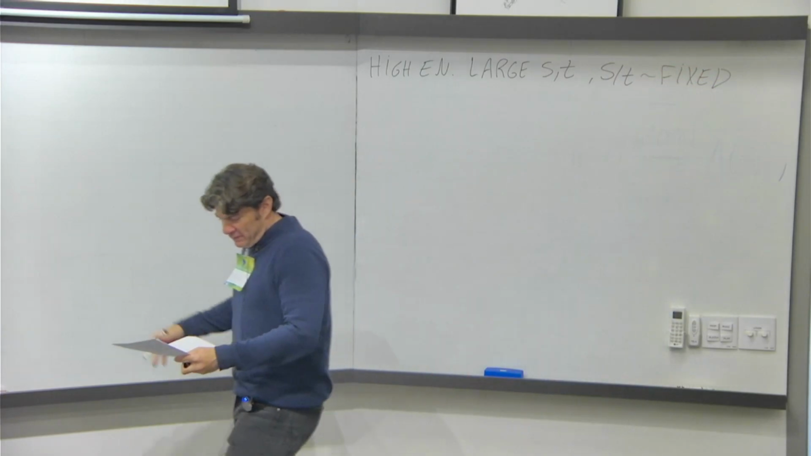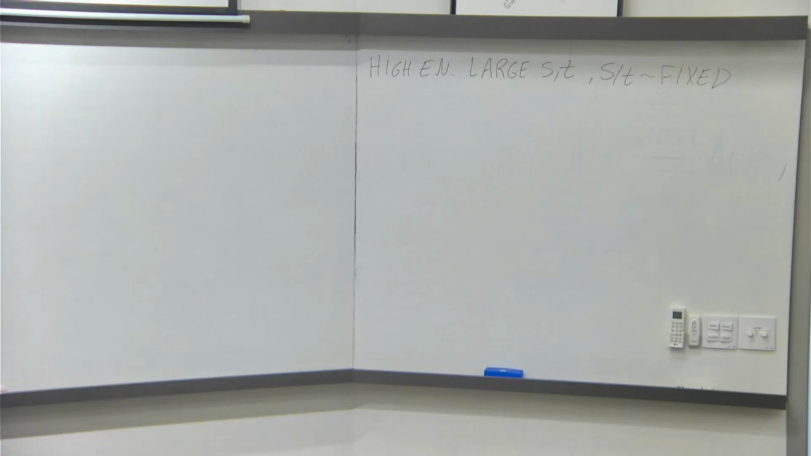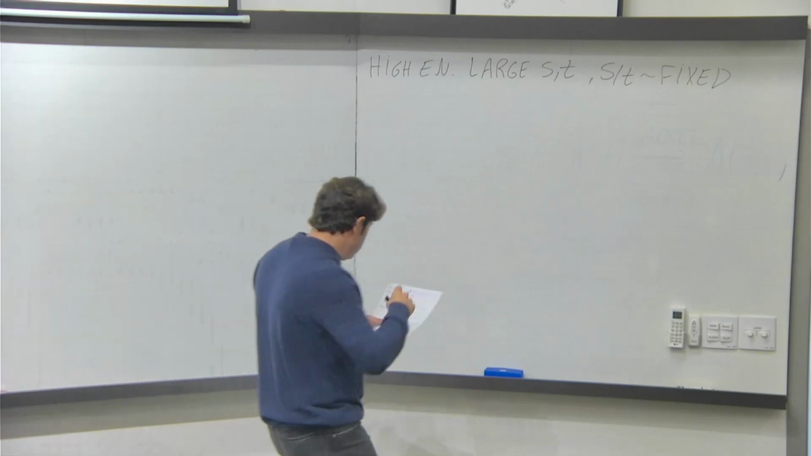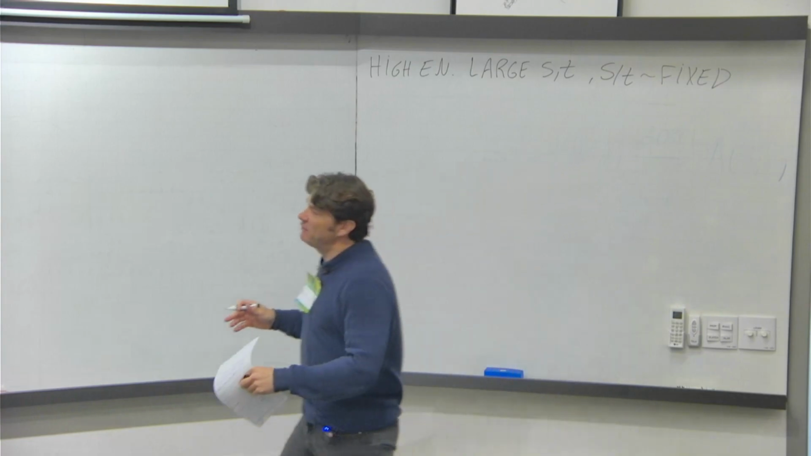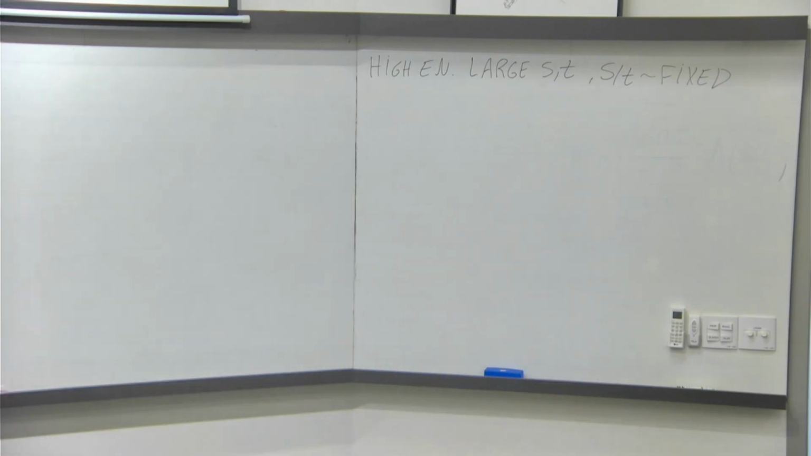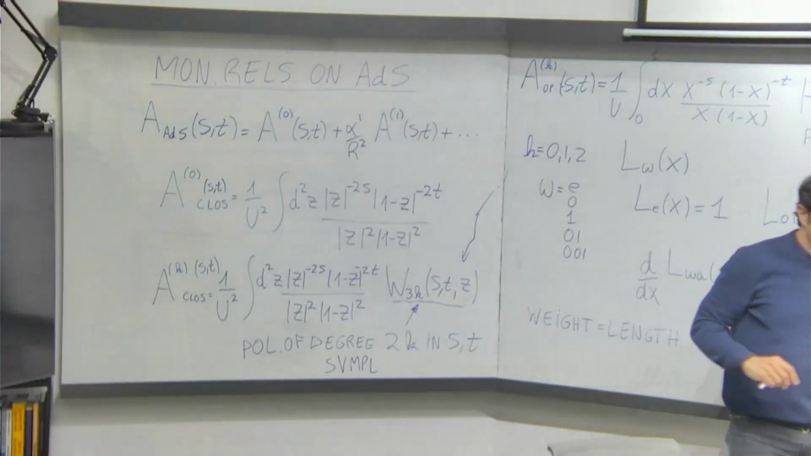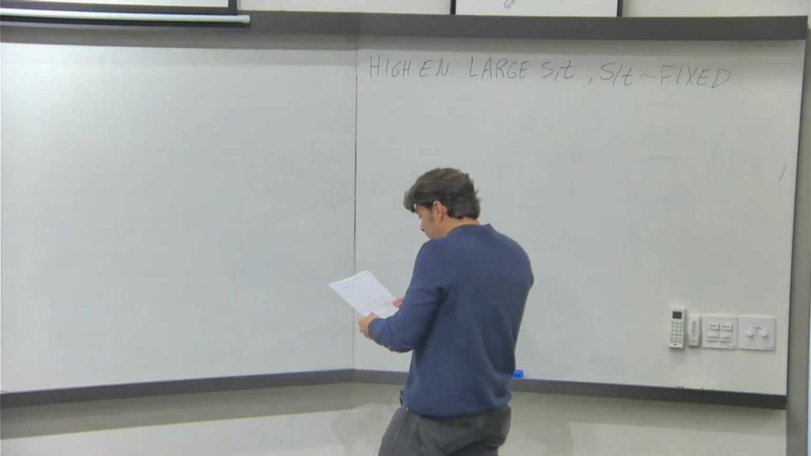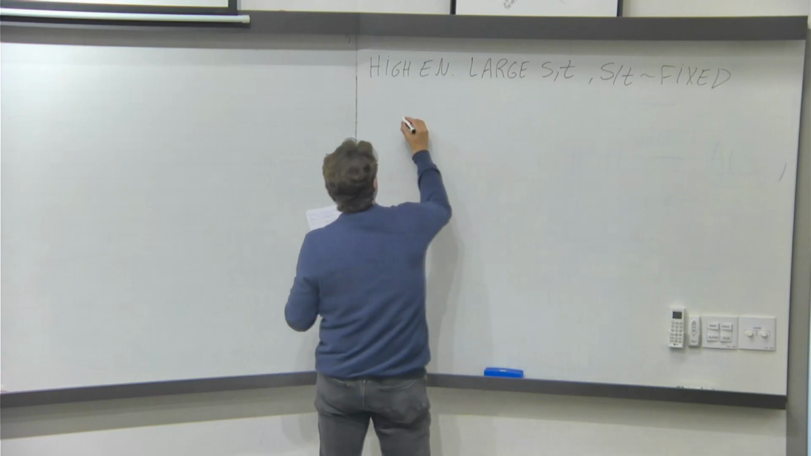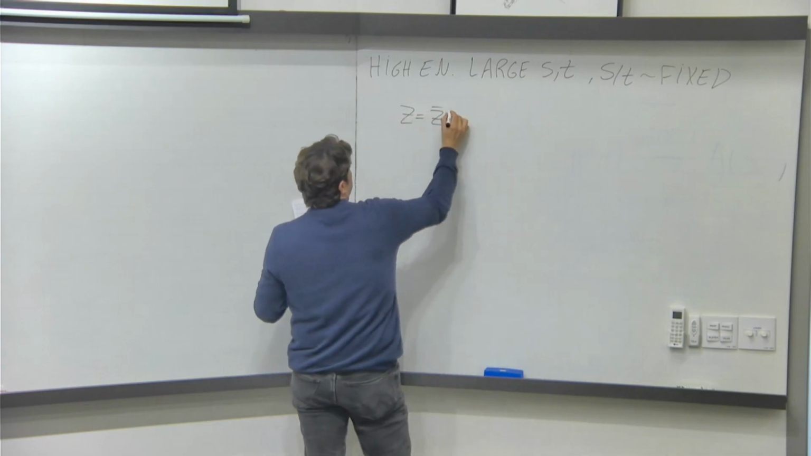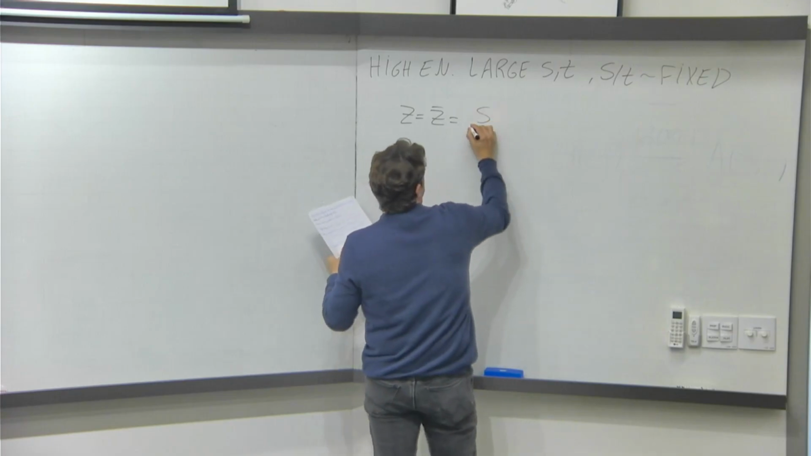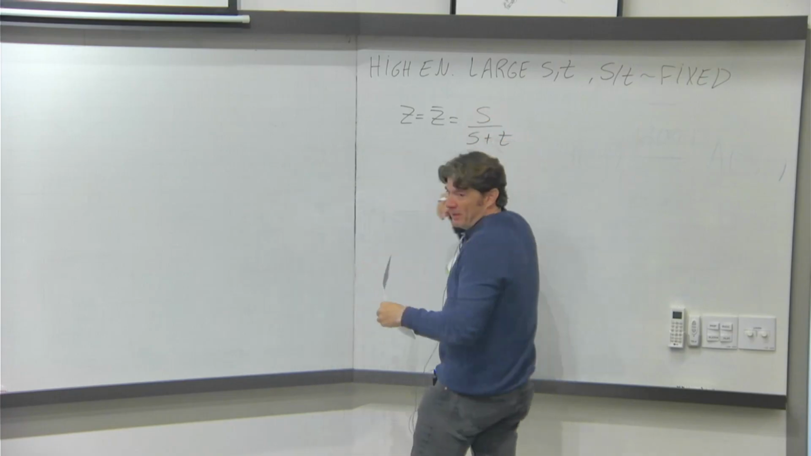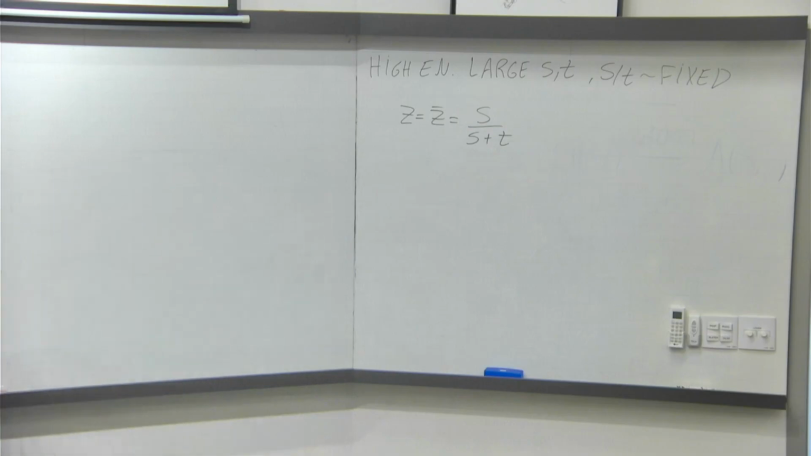And this limit has been described by Gross and Mende like centuries ago. And the nice thing is that if you have an integral representation, let's say for the closed string amplitude like this, or for the open string amplitude like this, you can compute the answer in the large S, T limit by a saddle point approximation, okay? And in the saddle point, we find something like Z is equal to Z bar, which is equal to S over S plus T. This is the saddle point.